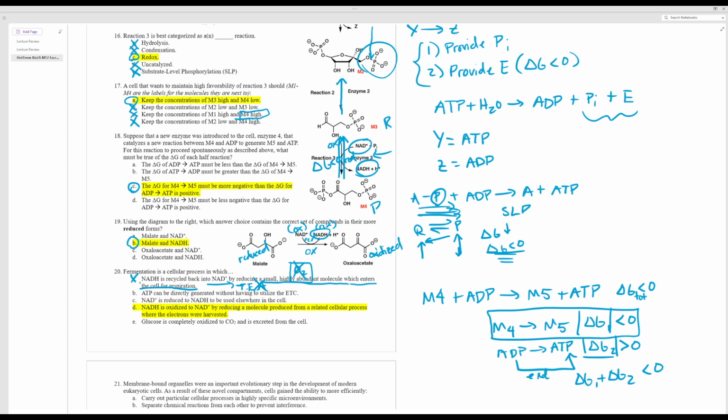So it's not A. B, ATP can be directly generated without having to utilize the ETC. Nope. Fermentation does not produce any ATP. Its job is to recycle NADH into NAD+.